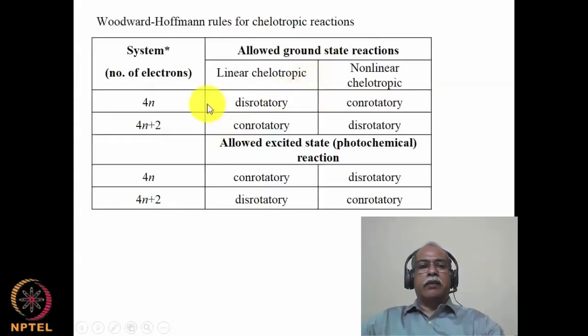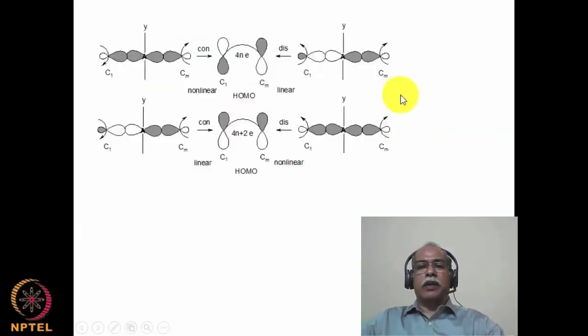If you consider the Woodward-Hoffmann rules, this is a 4n electron system. If it is a 4n electron system, then it is an allowed process in the ground state, in other words under thermal conditions, by a disrotatory process for the linear and the conrotatory process for the nonlinear. So disrotatory process for linear is an allowed process. Conrotatory process for nonlinear also is an allowed process if it is a 4n electron system. If it is a 4n plus 2 electron system, then the nonlinear process will have the disrotatory process, whereas the linear process will have the conrotatory process, which are allowed, which are complementary to each other.